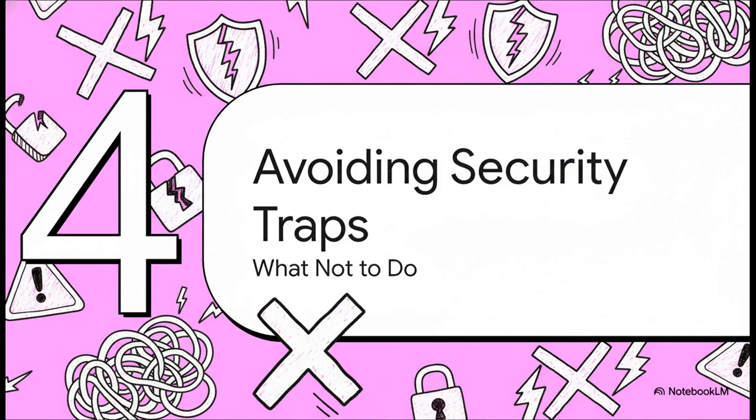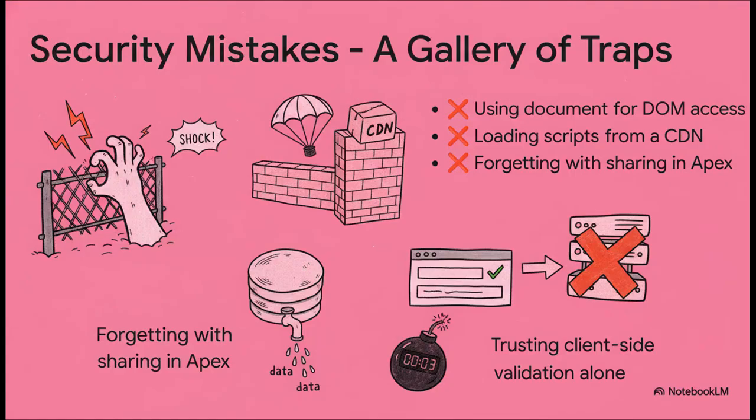All right, so we know the right things to do, but sometimes it's just as important to know what not to do. Let's look at some of the most common security traps developers fall into so you can sidestep them completely. Here's a quick rogues gallery for you. We've hit a few of these already: using the global document object, loading scripts from a CDN, and forgetting with sharing in Apex. A couple more big ones. Never ever trust validation that only happens on the client side. Always double check on the server. And please, just avoid using eval. It's a huge security risk that can execute any code.